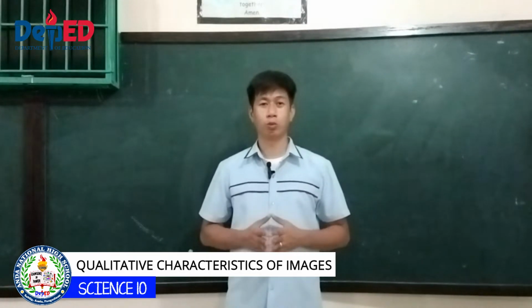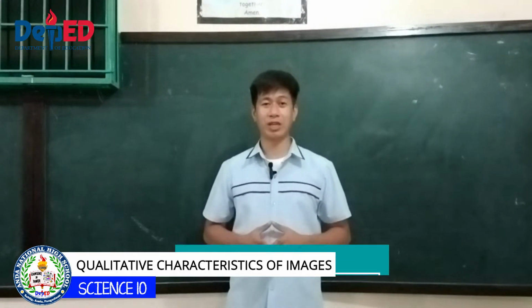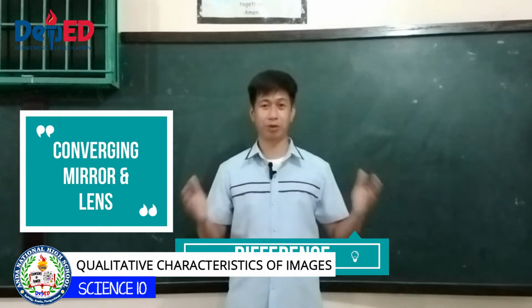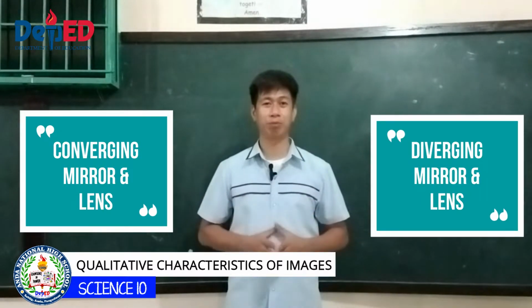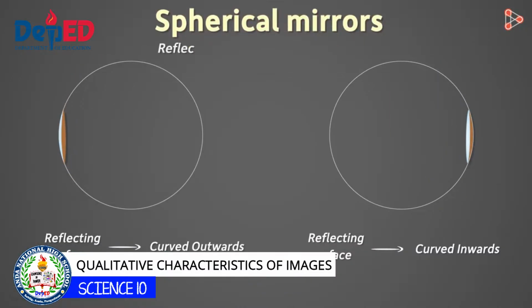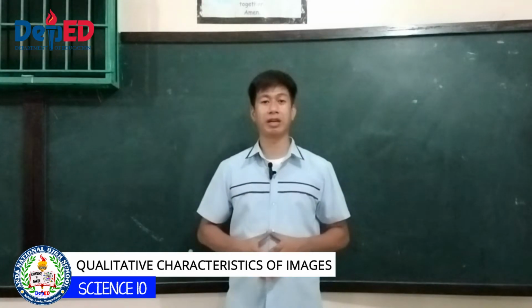This time, we will differentiate converging mirror or lens from diverging mirror or lens. Most curved mirrors are called spherical mirrors because this shape follows the shape or surface of the sphere. There are two kinds of spherical mirrors.